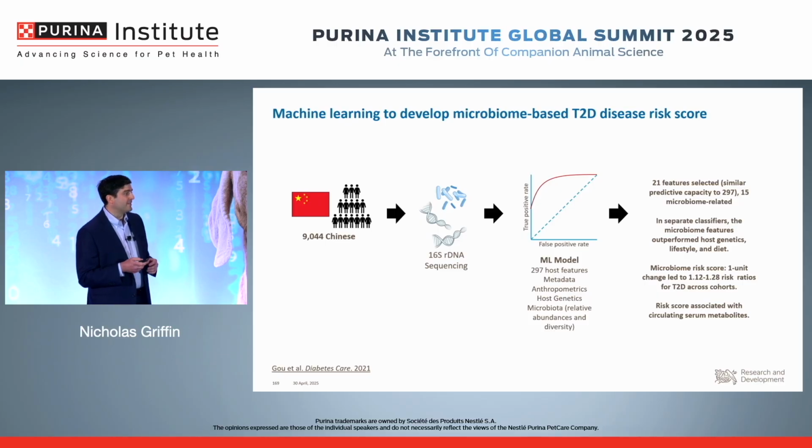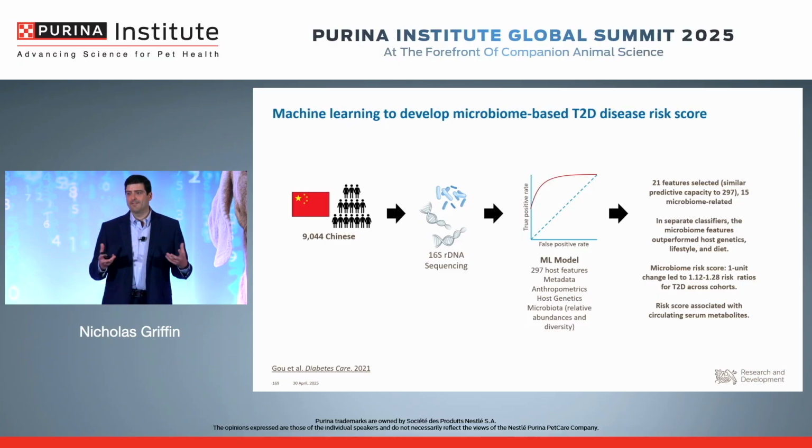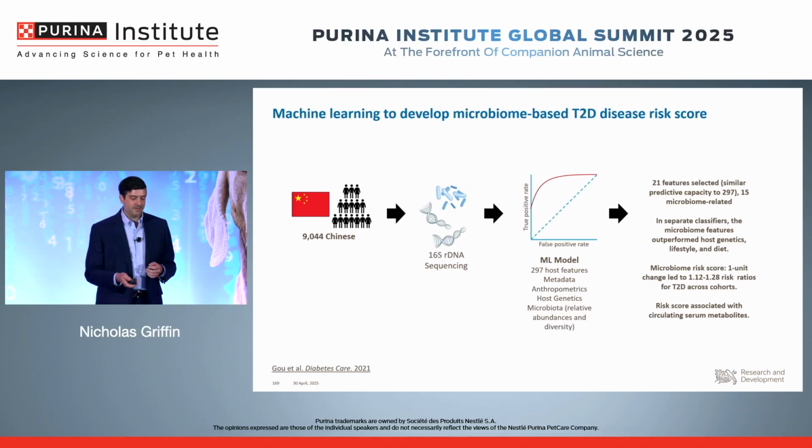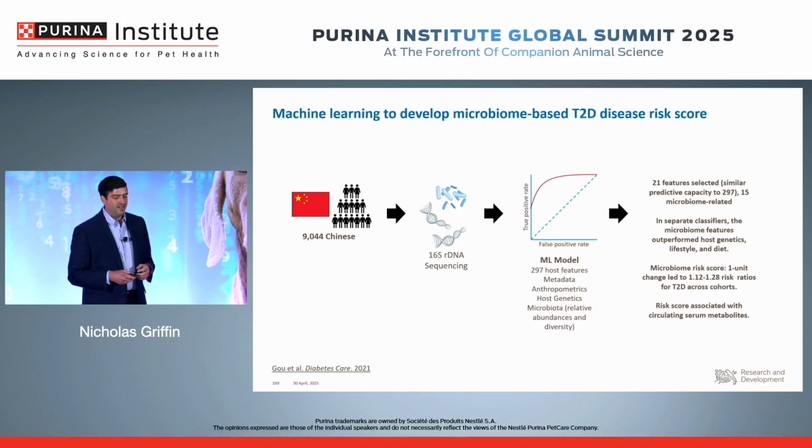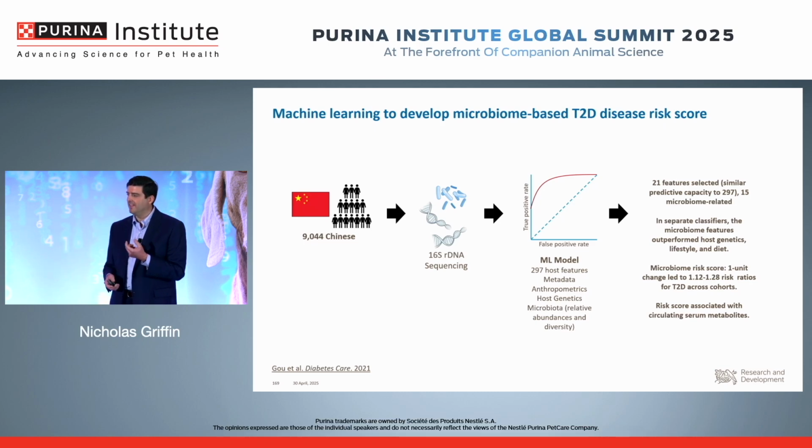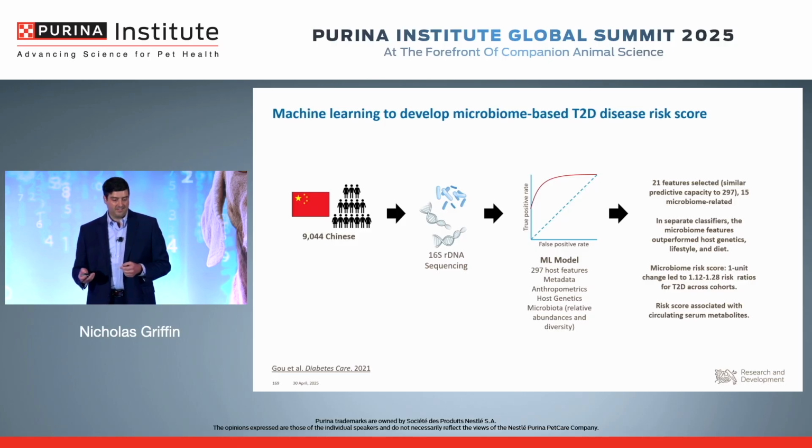I also mentioned that some of these machine learning models can be kind of a black box. So here's an example of a group that kind of overcame that. They essentially developed a model to predict type 2 diabetes risk, and then from the results of that model, they actually constructed a simple index, and then they demonstrated that that index was correlated with increased risk in different categories, and also correlated with circulating serum metabolites, which is exactly what you'd want to see in this instance.